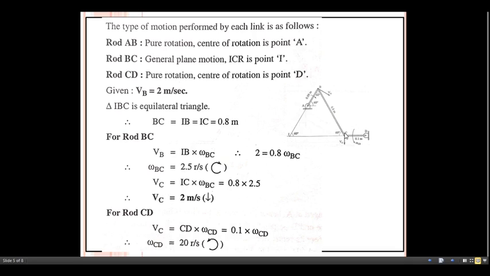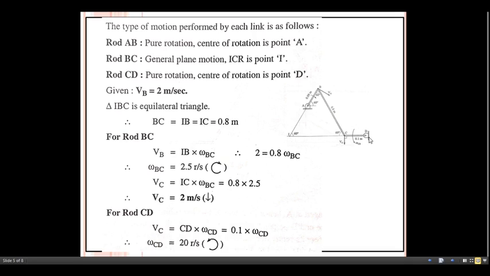So what about point C? Point C is here, the other end of this rod BC. So here VC is nothing but IC multiplied by omega BC. Omega BC from the previous step is 2.5, and IC is 0.8. So what is VC? After doing the calculation, we get VC equals 2 meters per second.